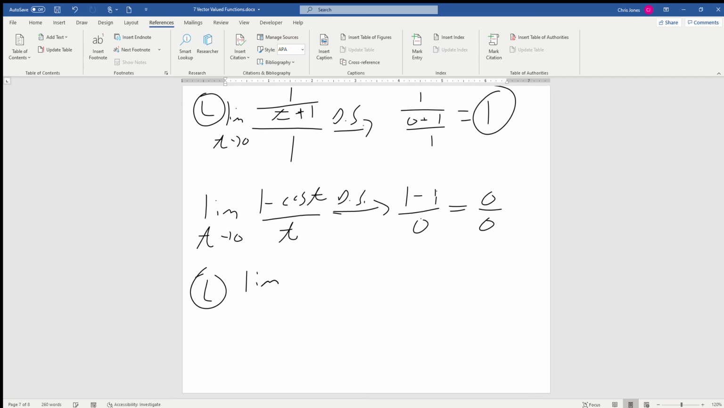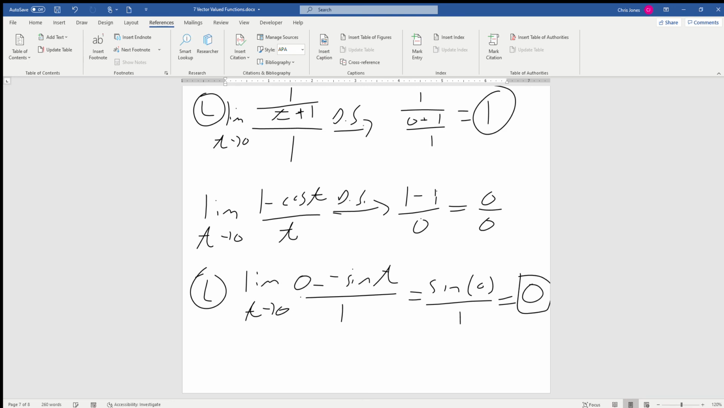So now we get the limit as t approaches 0. The derivative of 1, and I'm going to do this really slow for the first few times because maybe you haven't done some calculus in a while. Derivative of 1 is 0. Derivative of negative cos is positive sine, so we have minus a minus sine t. And derivative of t on the bottom is 1. We try direct substitution. That gives us sine of 0 over 1. Sine of 0 is 0.